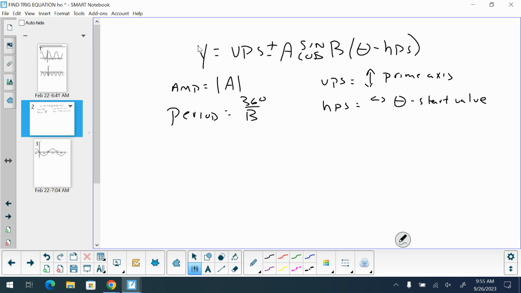We also talked about the y-intercept. We substitute 0 in for theta, and we solve for our y value, the point where we cross the y-axis.